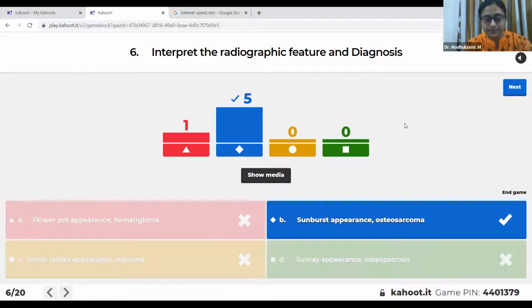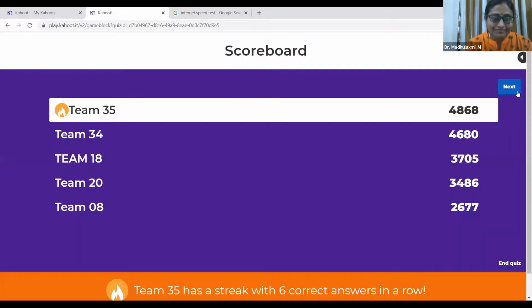Okay. Next, the scoreboard. Team 35 still on a good lead, followed by Team 34, 18, and 20.